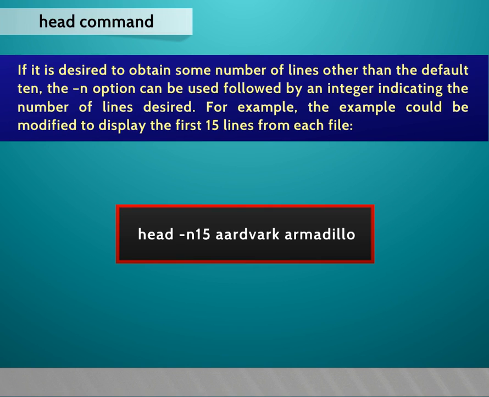If it is desired to obtain some number of lines other than the default 10, the -n option can be used followed by an integer indicating the number of lines desired. For example, the example could be modified to display the first 15 lines from each file.